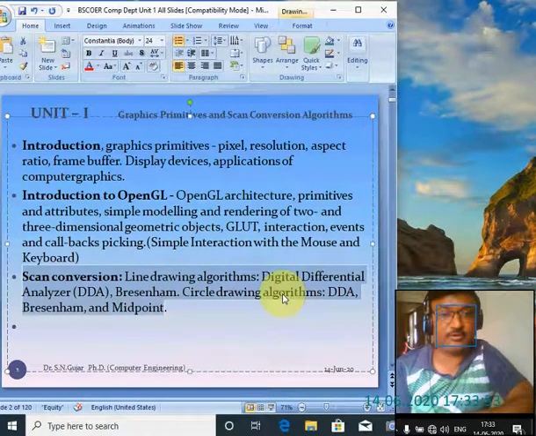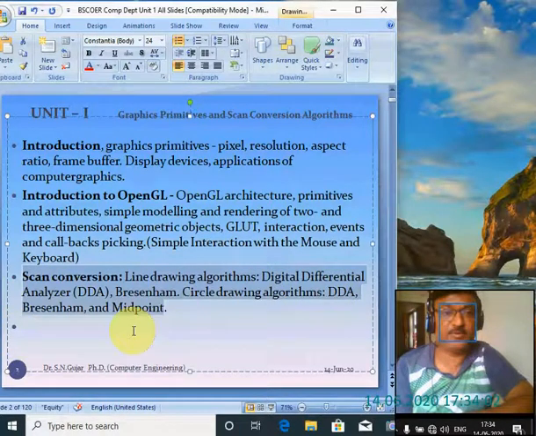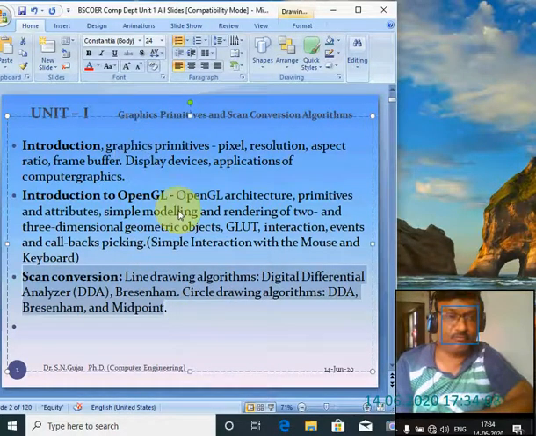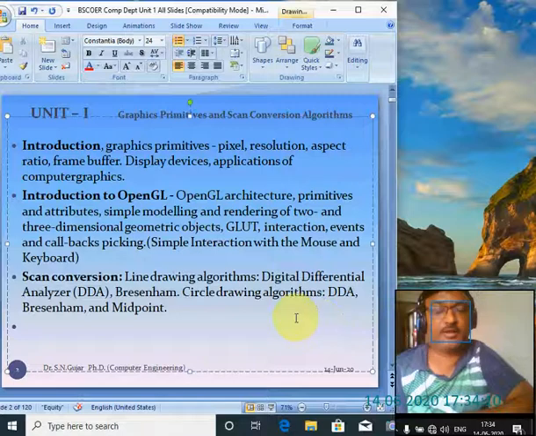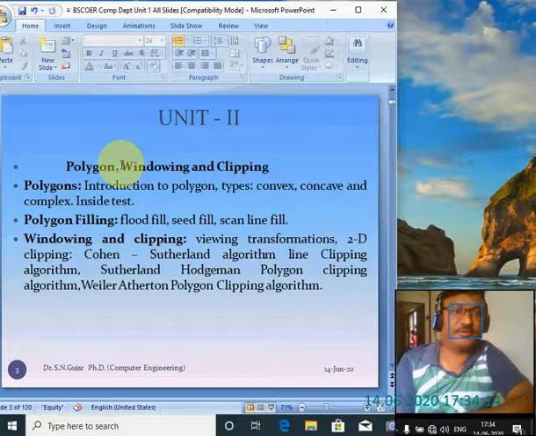The same applies to circle drawing algorithms: DDA, Bresenham and midpoint. So DDA circle drawing algorithm, Bresenham circle drawing algorithm, and midpoint circle drawing algorithm. These are the three main basic parts that you are going to learn in unit number 1. That requires up to 8 to 9 lectures. Then go for the second unit.